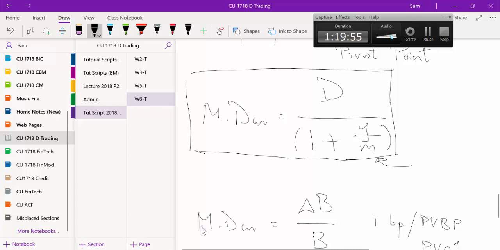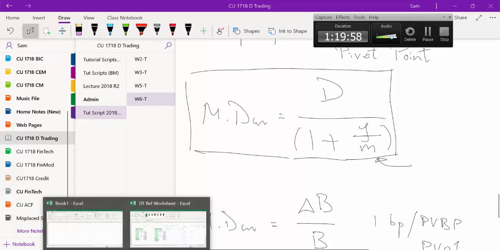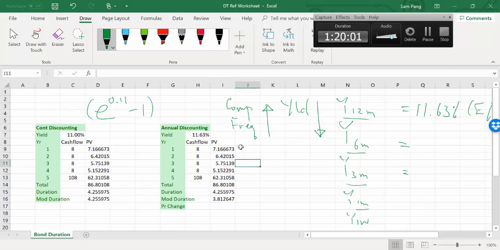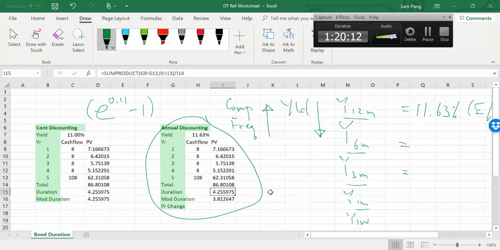Okay, so if you are talking of annual compounding here, for this one, annual compounding, now the duration is 4.25, okay, so the duration doesn't change because the duration is the average time it will take for me to get my money back. Now, if you want to know the modified duration, the modified duration is defined with regard to some yield. So if you use annual compounding, the modified duration is 3.81.